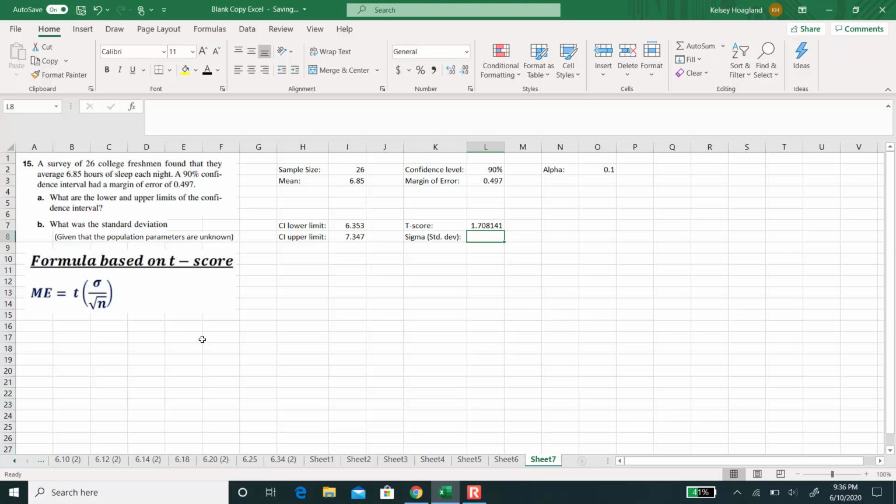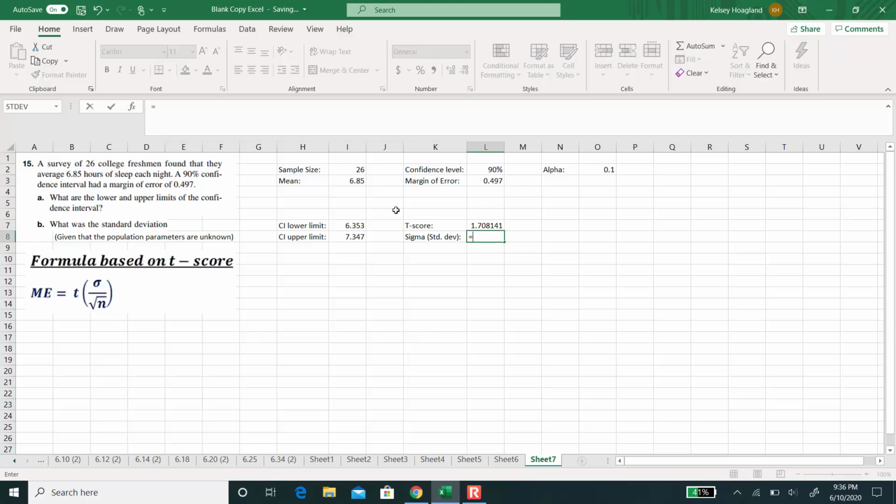So what we're going to have to do is rework the margin of error equation so that sigma is where the margin of error is. So instead of dividing by the square root of n, we're going to multiply the margin of error by the square root of n. And instead of multiplying by t, we're going to be dividing by t.